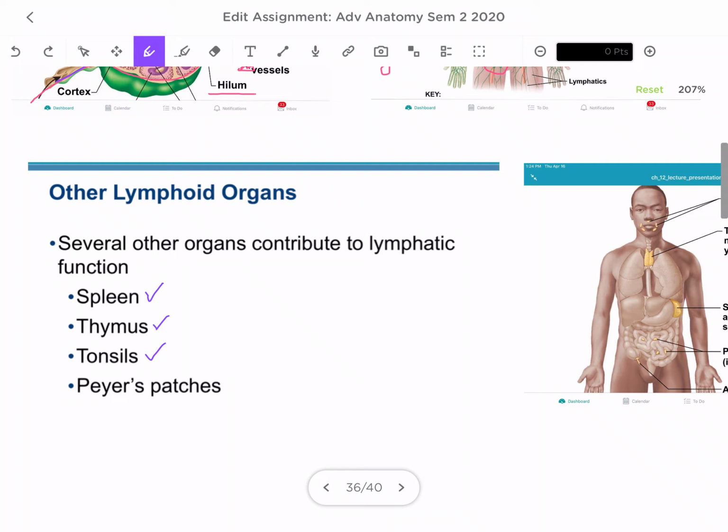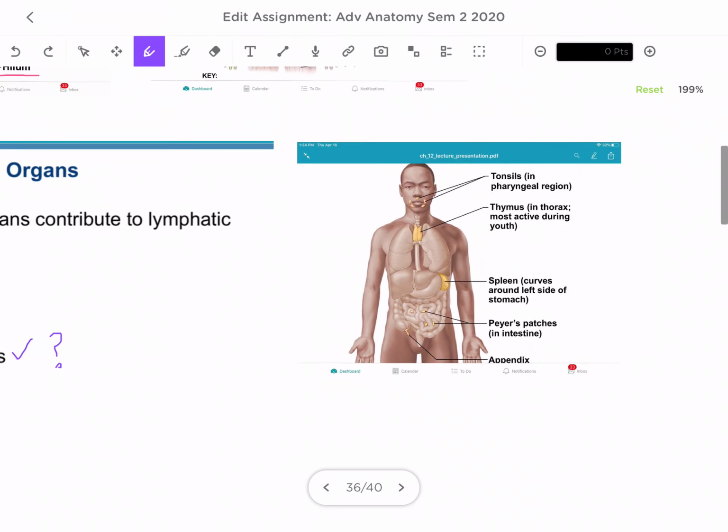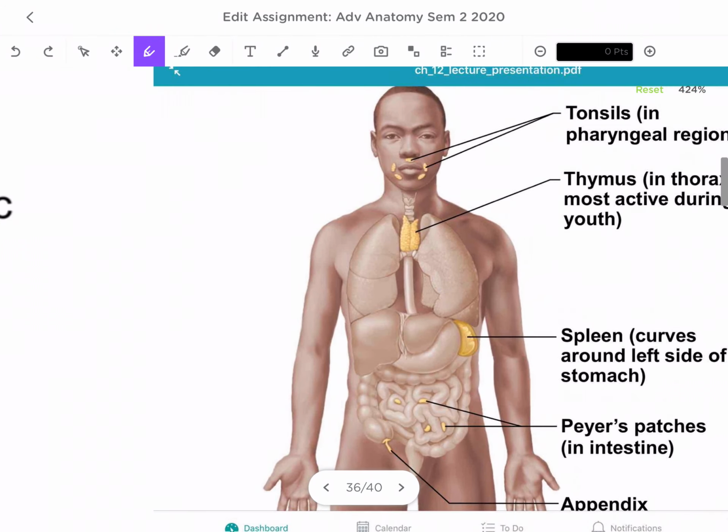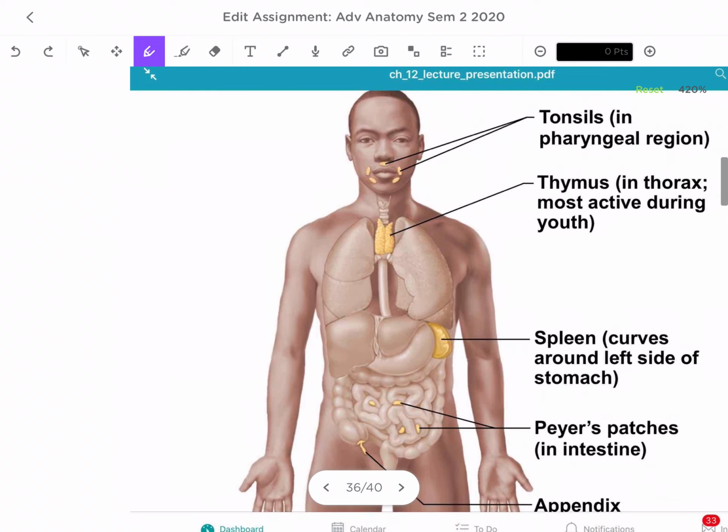Okay, so the spleen, the thymus, the tonsils, and you also have Peyer's patches. Peyer's patches are really cool. You probably haven't heard of these before, but I'll tell you all about them right now. So if we look over here at this model that we have, tonsils are located, remember we talked about them, by your pharynx. So you have tonsils located in there.